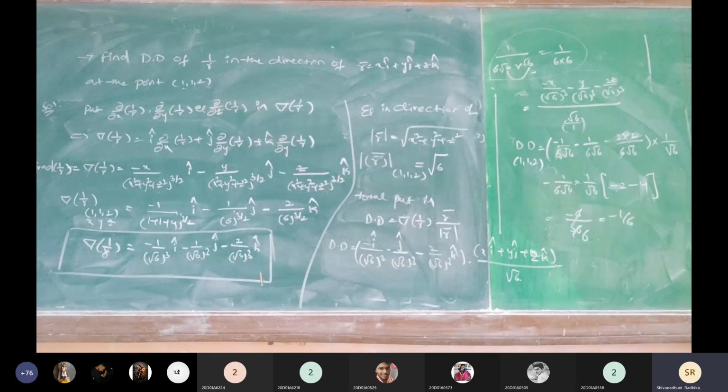We didn't consider the 2. That is, when we take the common factor 1 by 6 root 6 outside, we get in the bracket minus 2 minus 4. Then minus 2 minus 4 is minus 6. Minus 6 by 6 into root 6, root 6 into root 6 is 6, so the denominator is 36. Again by cancellation we get minus 1 by 6 more.